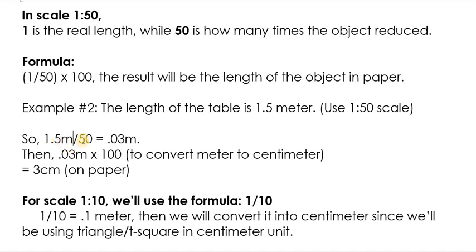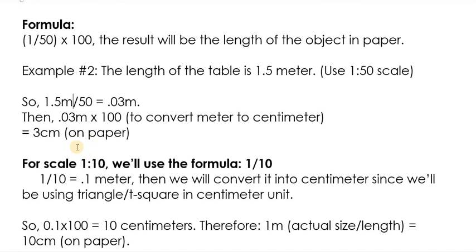So this is in meter, divided by 50. We reduced it 50 times, so we made it 50 times smaller. So 0.03 meter. Then 0.03 meter times 100. Again, the multiplier 100 is standard, so we convert it into centimeters. So the result is 3 centimeters. So 3 centimeters will be used as the length in your paper.